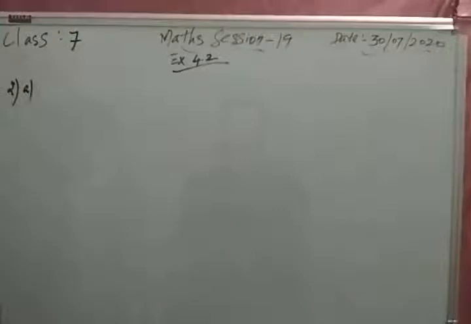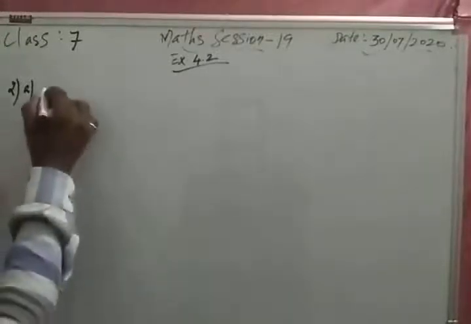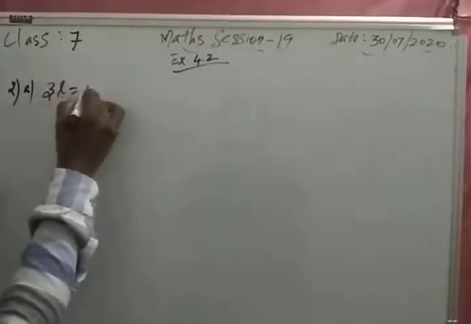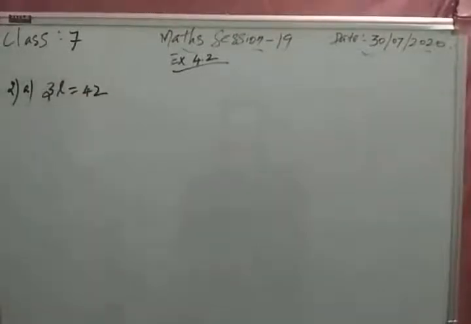What is the topic that we have to see in the second one? Give the first step you will use to separate the variable and then solve the equation. They have given the terms. We have to first separate the variable term, then solve the equation. So first we take 3L is equal to 42. They have given the first question.